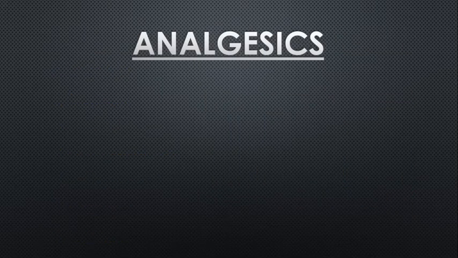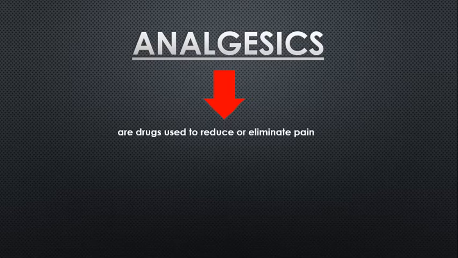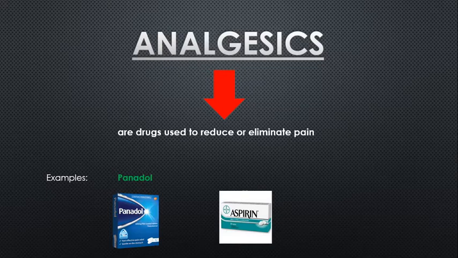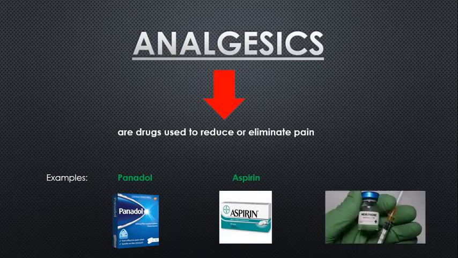Starting by the first class, which I assume it is the most commonly used drug in Lebanon and in the whole world, which is analgesics. Analgesics are drugs used to reduce or eliminate pain. Common examples are Panadol, aspirin, and morphine.